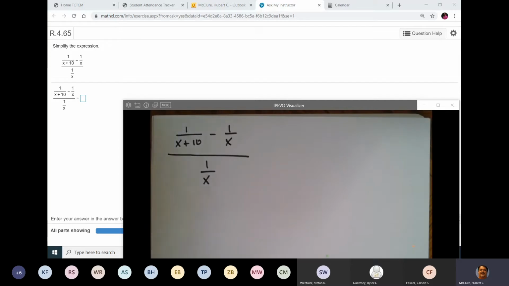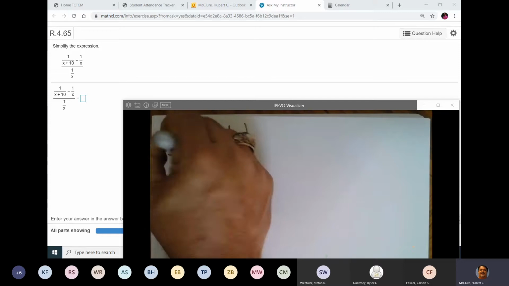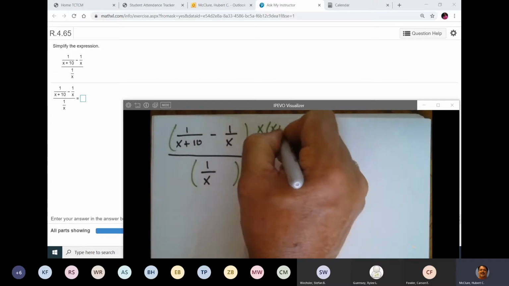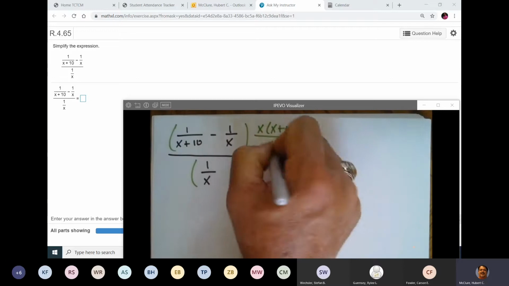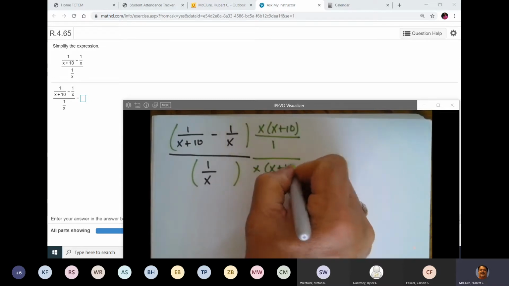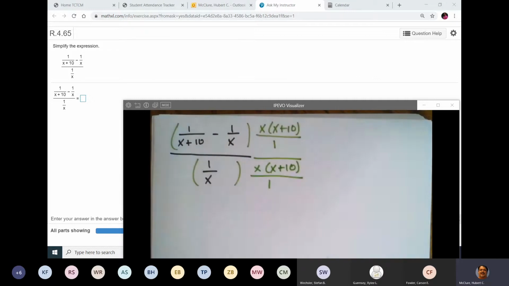All right, so what is the common denominator of x and x plus 10? X times x plus 10, just like 3 times 7. There's nothing in common. So I'm going to multiply the top and the bottom by x times x plus 10 over 1 over x times x plus 10 over 1. I want y'all to distribute that. Go ahead and distribute it out.